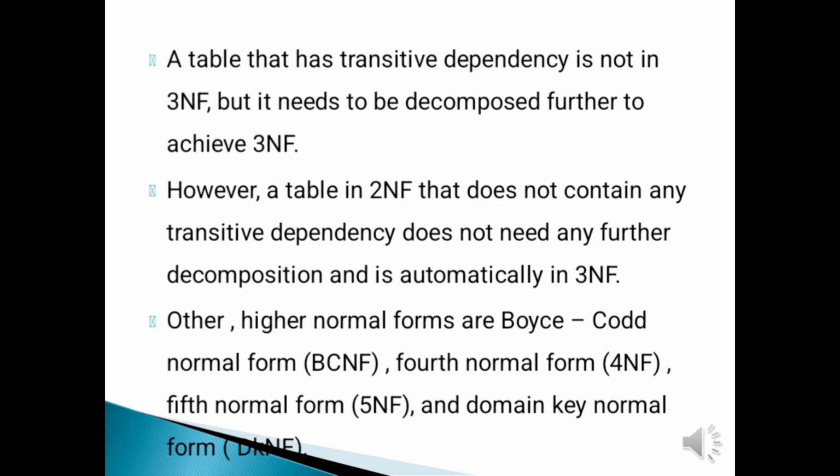A table that has transitive dependency is not in third normal form, and it needs to be decomposed further to achieve third normal form. However, a table in second normal form that does not contain any transitive dependency does not need any further decomposition, and it is automatically in third normal form. Other higher normal forms are Boyce-Codd normal form, fourth normal form, fifth normal form, and domain key normal form.